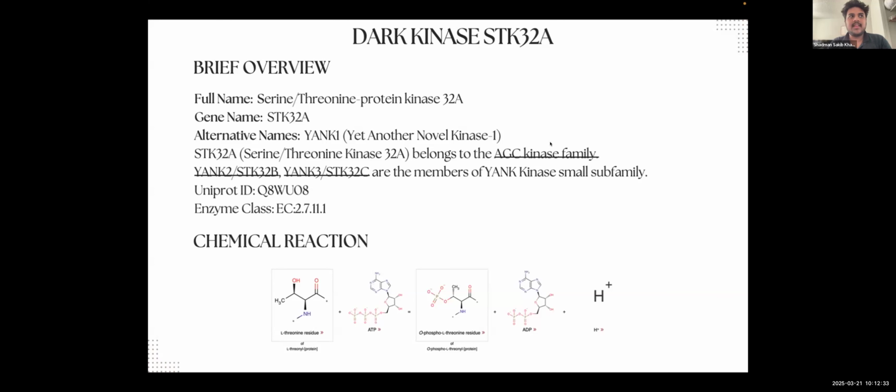for PKC. One funny thing is the naming is quite creative. I guess that's what you get when you get biologists to name certain stuff. So, yet another novel kinase. And here's also the chemical reaction shown here.